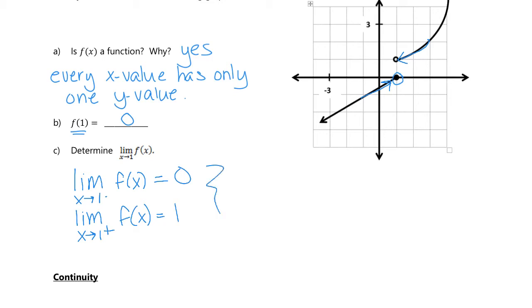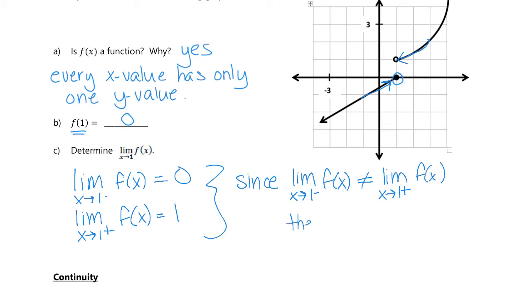Okay? So then we would say since the limit as x approaches 1 from the left of the function does not equal the limit as x approaches 1 from the right of that function, the limit as x approaches 1 of that function does not exist. Okay, so that is our kind of intro into these limits.